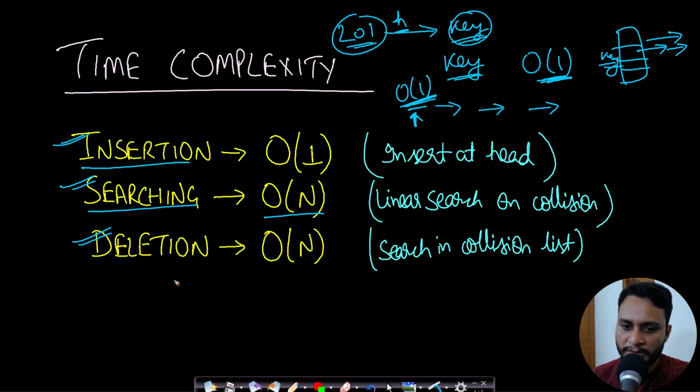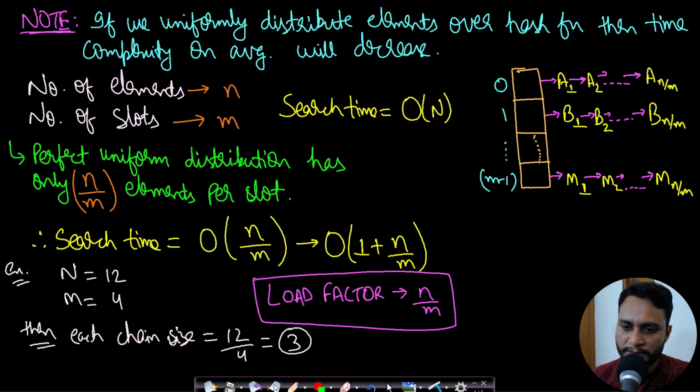After searching, deletion can be done in just order of 1 time for a linked list, but for searching it is order of n. Therefore, deletion will also have order of n time. I hope you got these cases. Now, how do we improve the time complexity? Is there any possible way? If we uniformly distribute the elements over the hash map, then the time complexity on average will decrease.